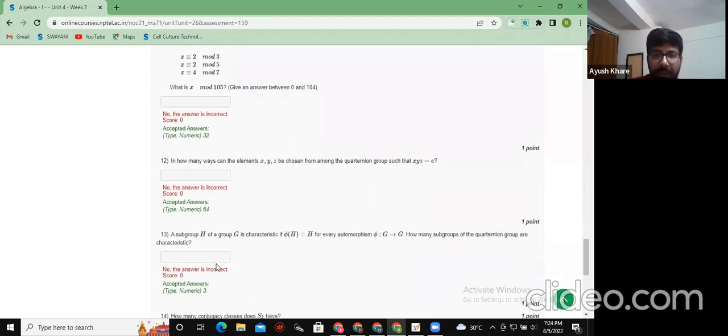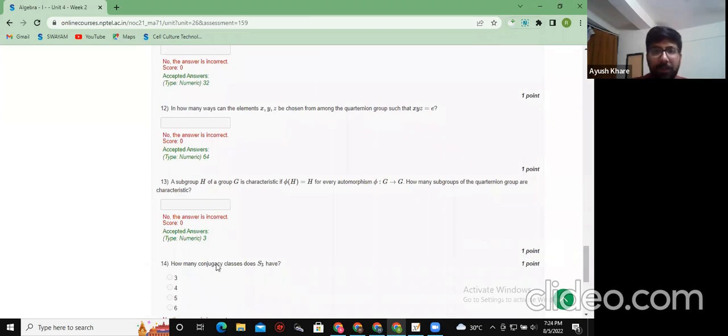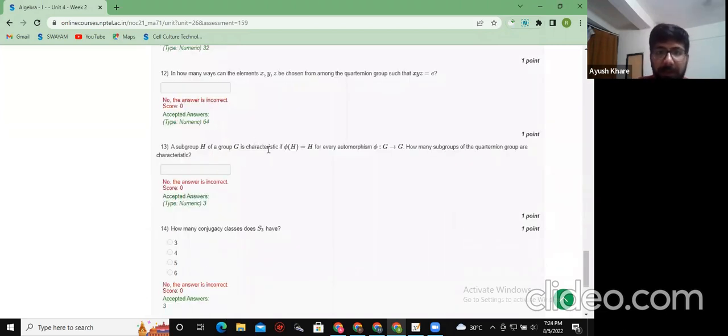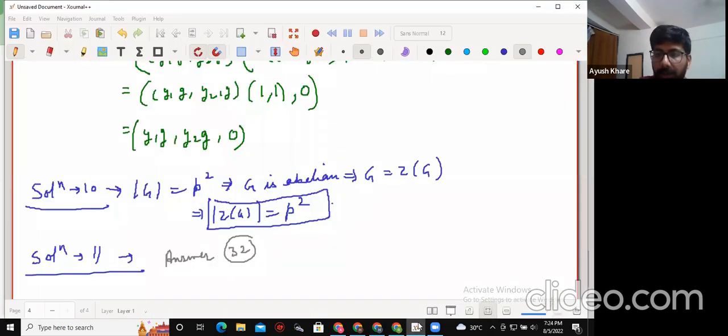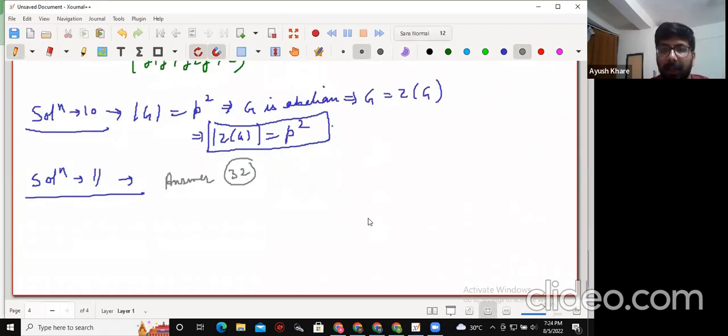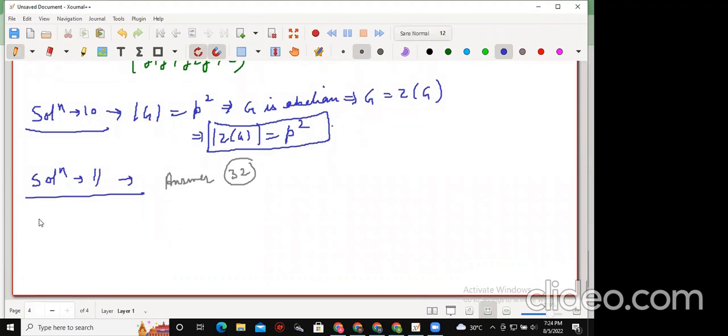13 is also an interesting question, so I will just give you some hint. H is a subgroup of the group G, which is the quaternion group, and we need to find all characteristic subgroups of G. A characteristic subgroup is a subgroup which is fixed by all automorphisms of G. We need to see how many such subgroups are there in the quaternion group. Two subgroups are always characteristic for every group. You all agree? What are those two? Yes, the trivial subgroups.